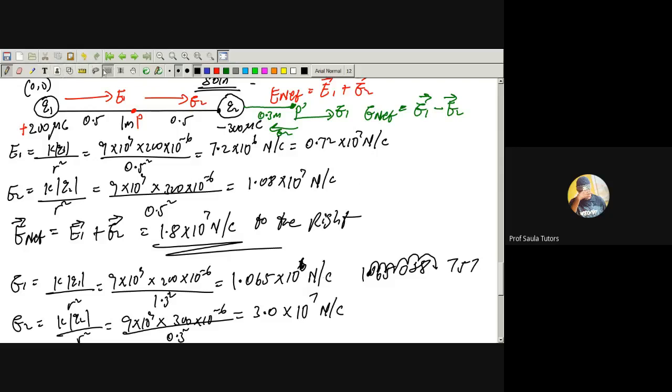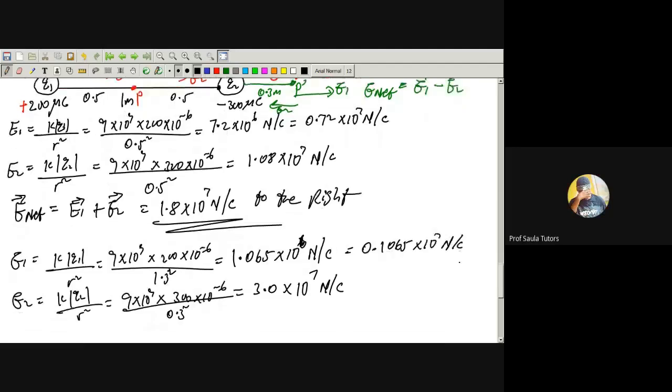You made a mistake there. I thought as much. Now check. Here I can write it as 0.1065 times 10 to the power of 7 Newton per coulomb. And check, pay attention to something.